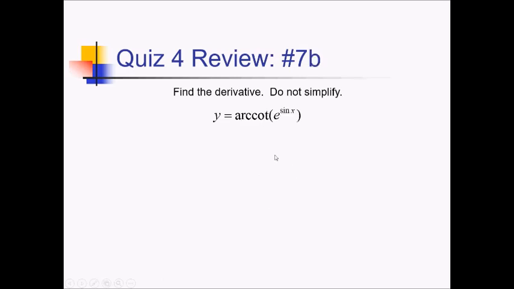To take the derivative of this function, I'm going to go ahead and use the chain rule. So on the outside, we have arc cotan. We have arc cotan of something, so the derivative is going to be negative 1 over something squared plus 1. There we go, because normally it's negative 1 over x squared plus 1.